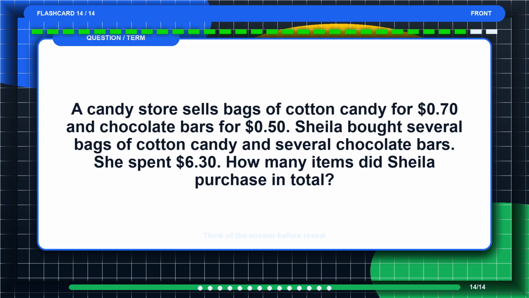Flashcard 14. A candy store sells bags of cotton candy for 70 cents and chocolate bars for 50 cents. Sheila bought several bags of cotton candy and several chocolate bars. She spent $6.30. How many items did she purchase in total? Pause and think of the answer before the review.